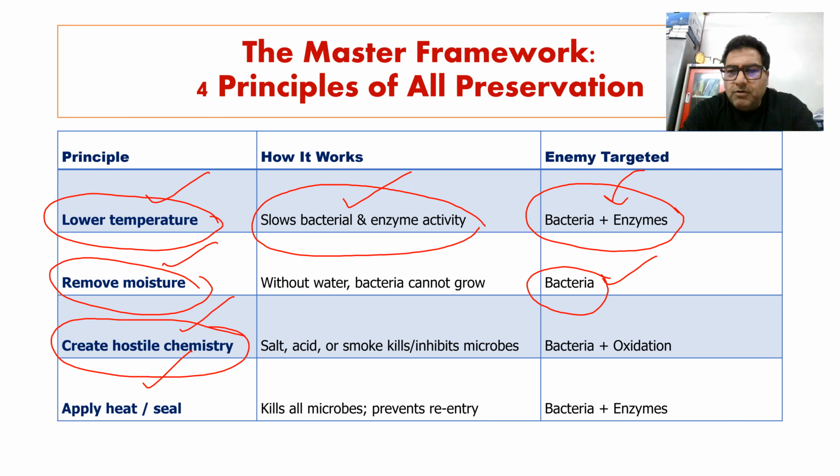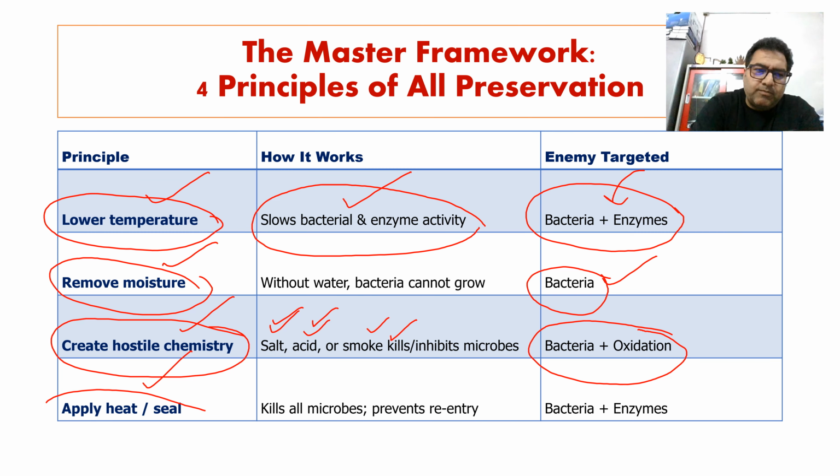The third important point is to create a hostile chemistry, that is salts, acids, or smoke. It kills or inhibits the microbes. So we have to make such a conducive atmosphere wherein the salts, acids, or smoke inhibit the microbes from growing. So actually we are talking about the bacteria and the oxidation.